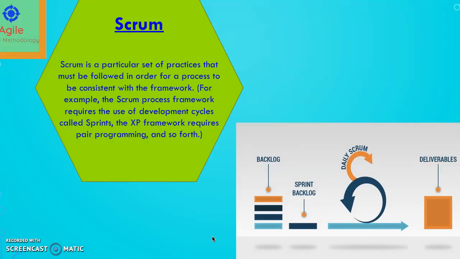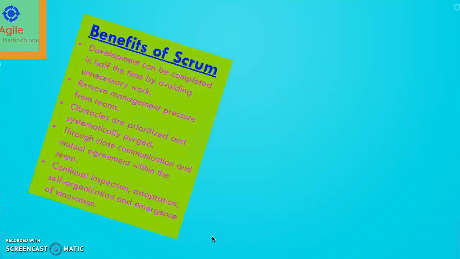Let's see what is Scrum. Scrum is a particular set of practices that must be followed in order for a process to be consistent within the framework. For example, Scrum process framework requires the use of development cycles called sprints. The extreme programming framework requires paired programming and so forth.